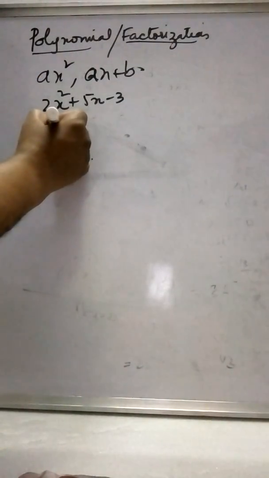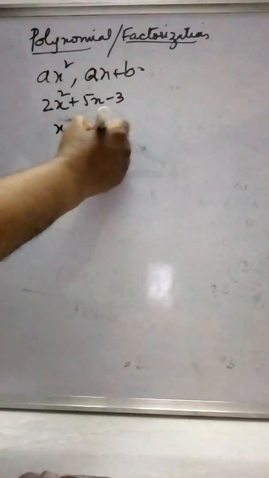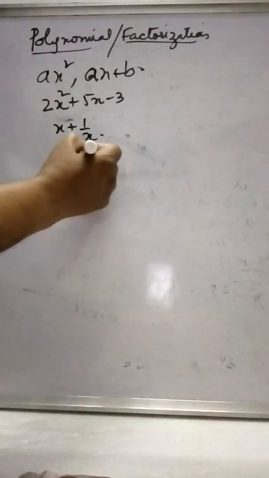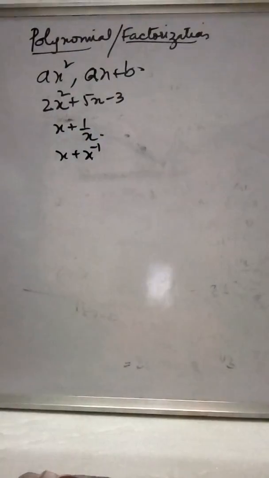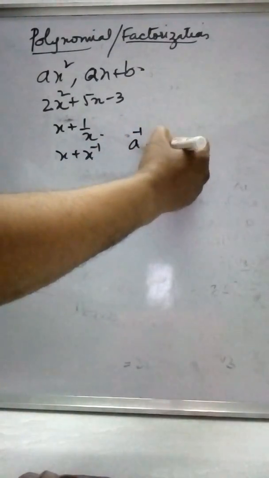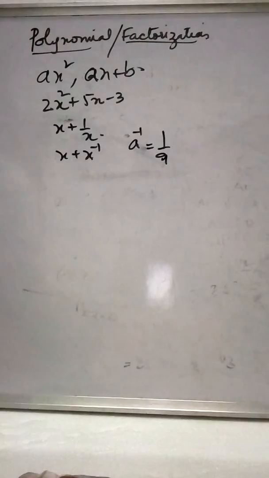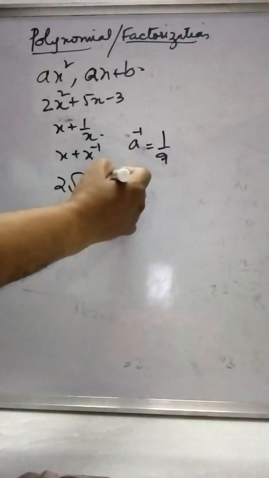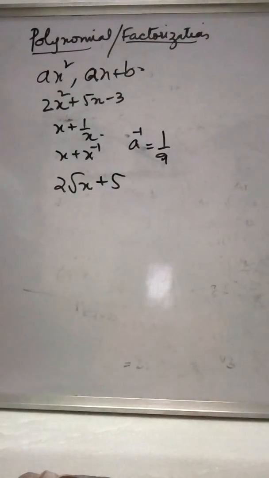So if I say like this, x plus 1 by x, this is not a polynomial because the power of this x will be written as x to the power of minus 1 according to our indices laws. That is a to the power of minus 1 is equal to 1 by a. So even if you have 2 root x plus 5, this is also not a polynomial.